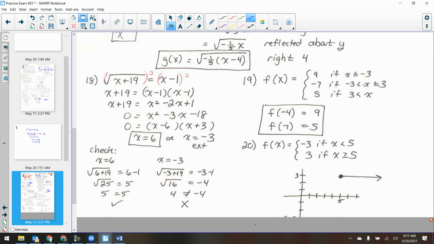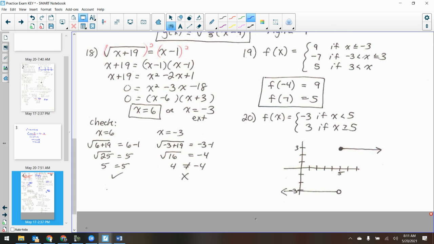You've got 19 and 20 up there. The piecewise functions. This is the first question from chapter 9, the composite or the composition chapter. Yes, sir. So 19.